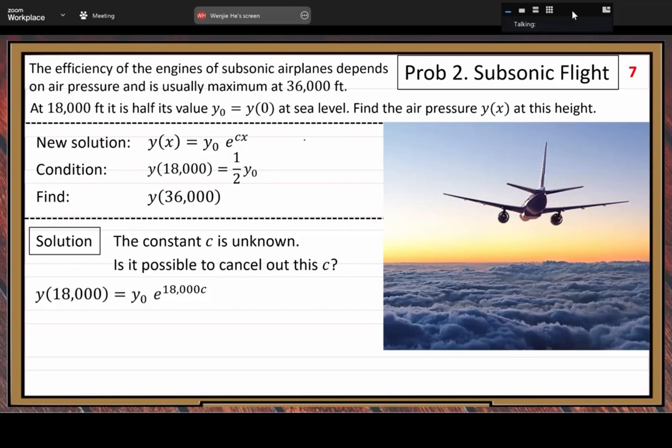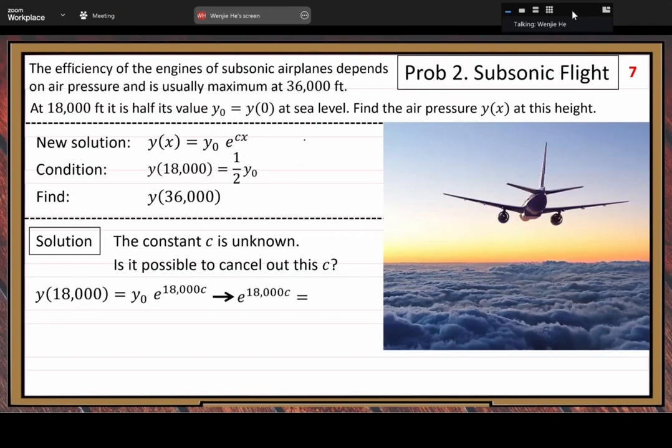So let's do the manipulation. First equation, we plug in, because we have the general solution form. Let us plug in y equals 18,000, Y of 18,000, into the general form solution. So we have this first equation containing that unknown constant C. Leave it there. Then we have our second equation.